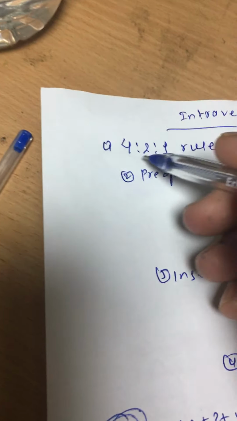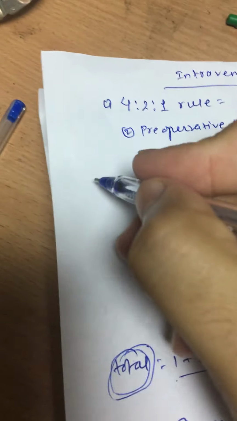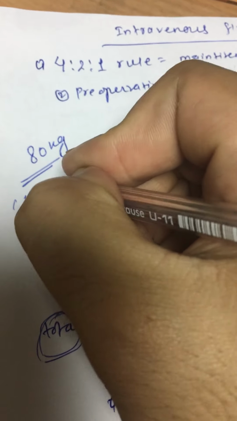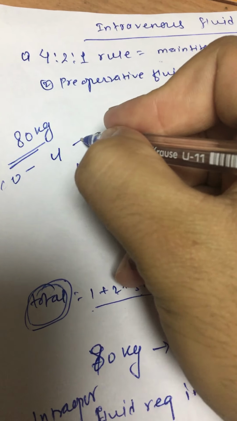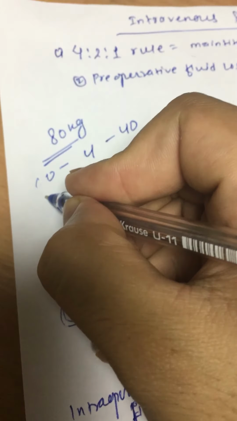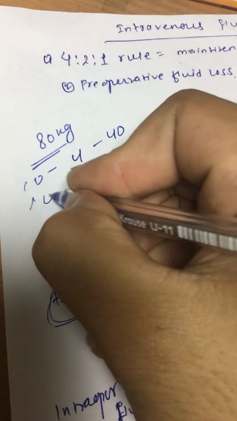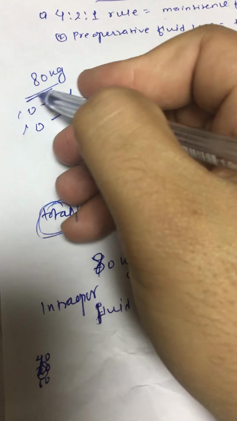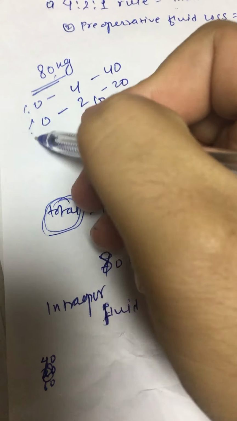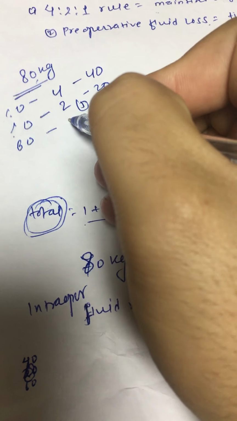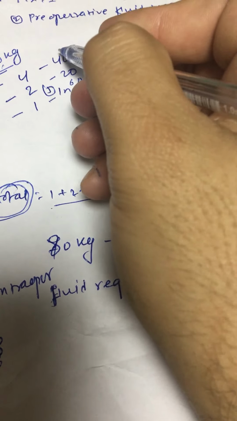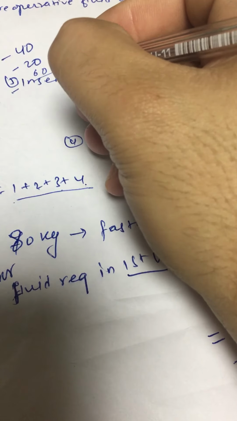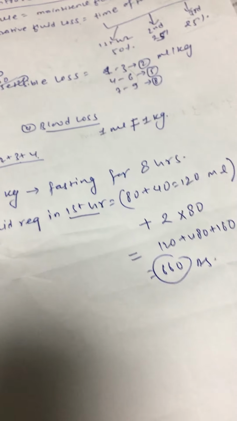We have a rule of 4:2:1. For example, if a patient is 80 kilogram, then for his first 10 kilogram we will use 4. It means for 10 kilogram, 40. For his second 10 kilogram, we will use 2. It means 20. And if the person is 80 kilogram, 10 kilogram down, 60 kilogram left. 60 will multiply by 1. So 60. How much? 40, 20, 60 - it becomes 120.